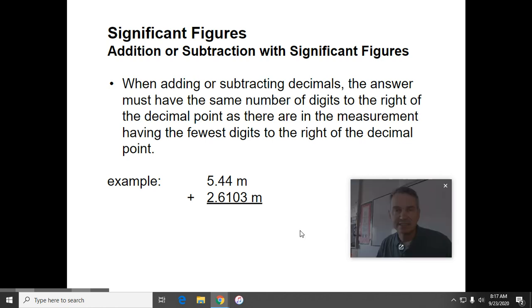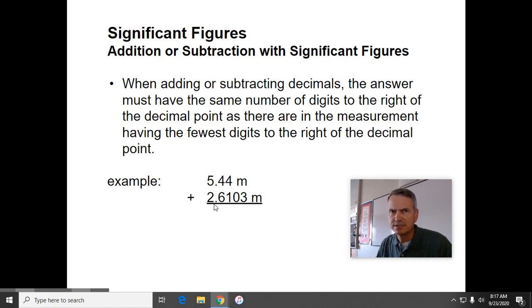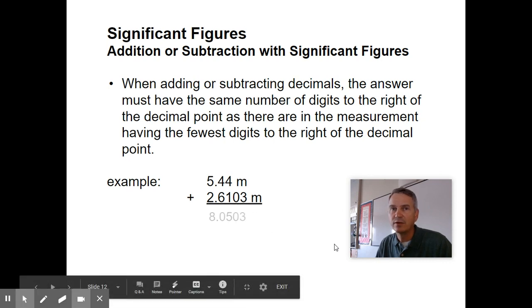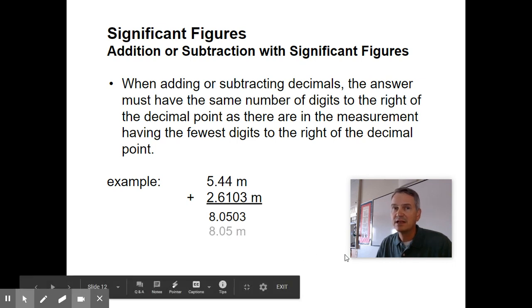So here's what this means, you guys. If we take 2 numbers that we're adding or subtracting and we line them up so that their decimal points are even, and you don't have to do this, it's just to make it a little bit easier for you to see. This number goes 2 places past the decimal point. This one goes 4 places past. No matter what we do, when I add those together, yes, I can calculate it to be 8.0503, but I can't express my answer like that. I can only go as far as this one, so to the hundredths place. So my final answer then would be 8.05. I just dropped the other numbers.